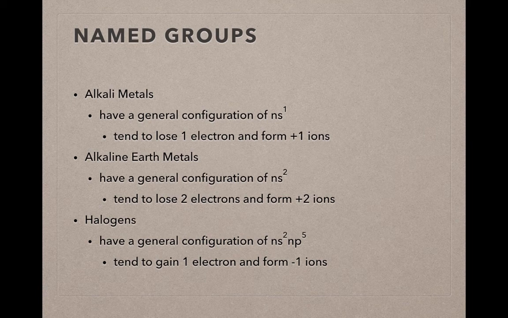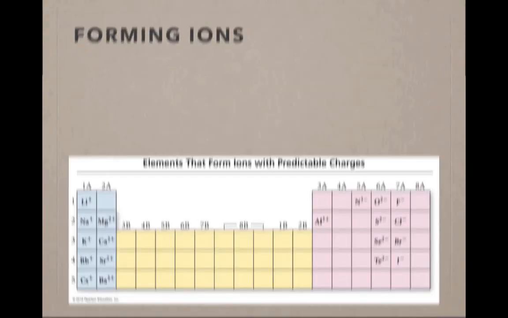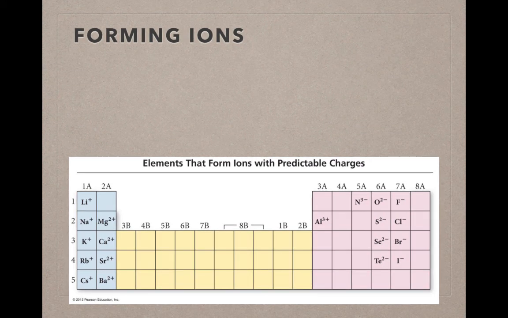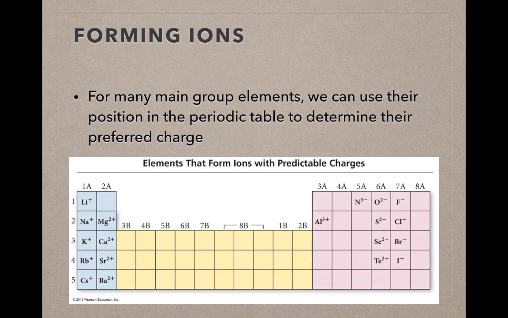And we can take a look at some trends that we see in forming ions. For a lot of the main group elements, we can use their position in the periodic table to determine their preferred charge. If we look at group 1A, they all have that configuration of ns1. They're all going to lose 1 electron, and as a result, they all have a +1 charge. We look at group 2A, they all have an ns2 configuration, and they're going to lose those 2 electrons to get a noble gas configuration, and they all have a +2 charge.